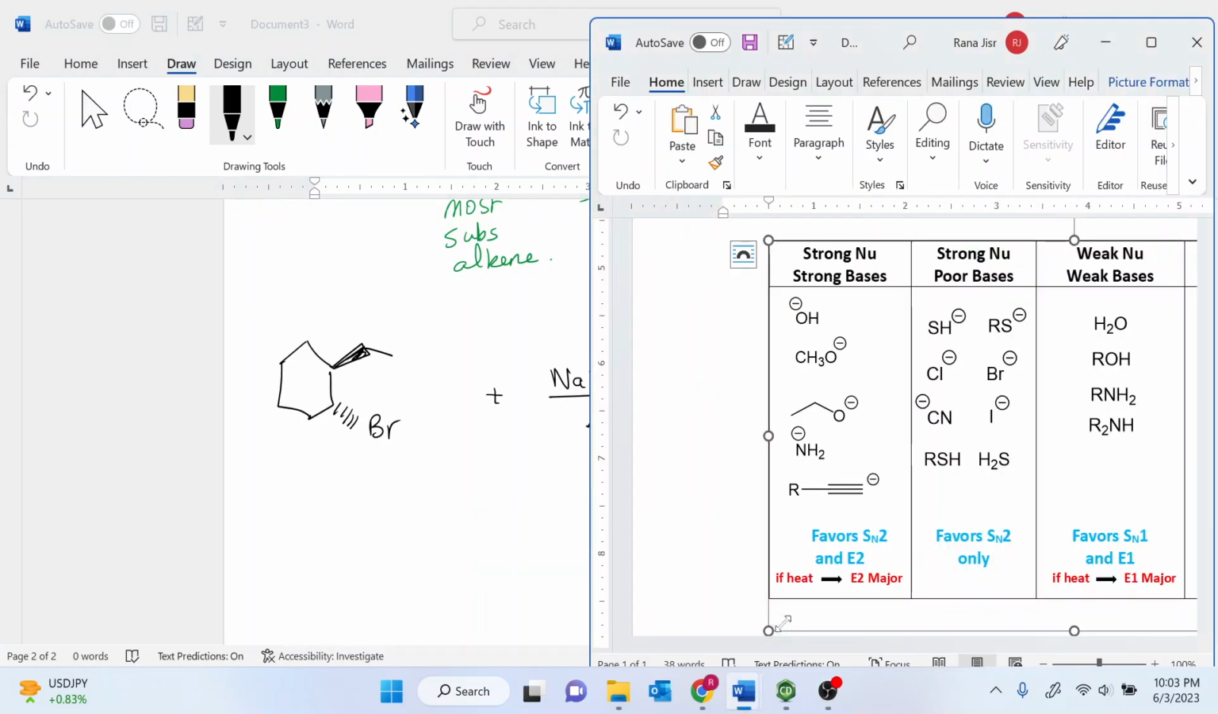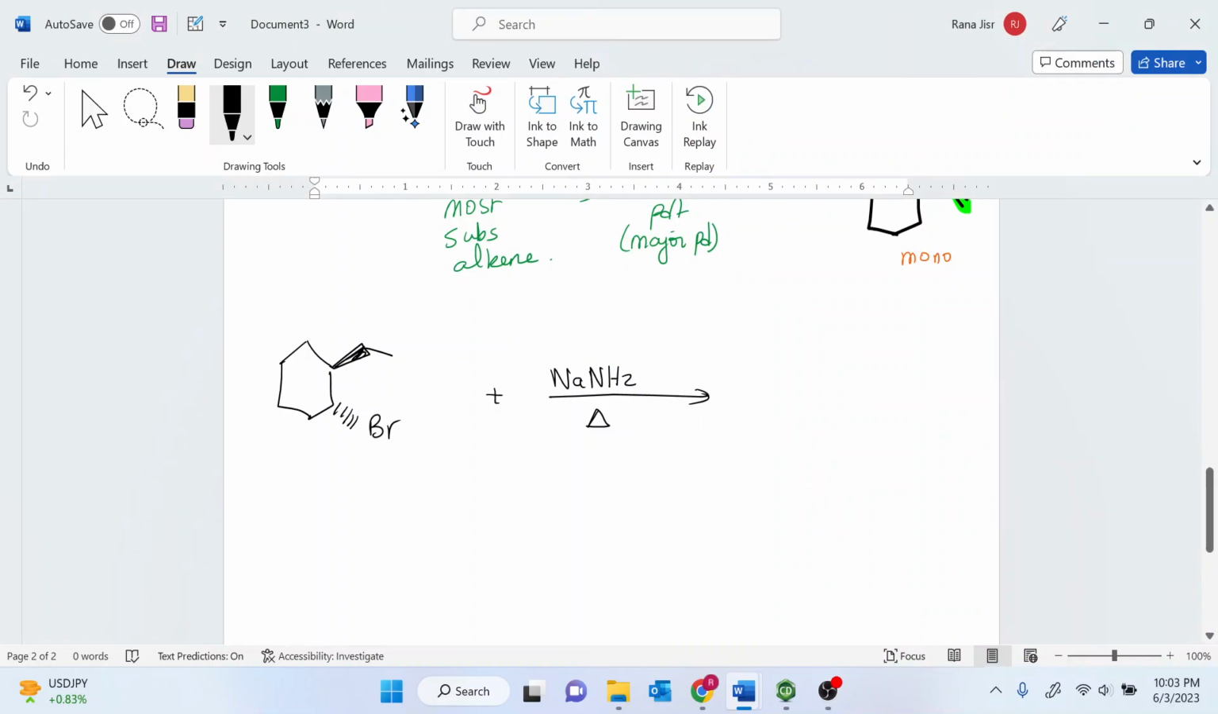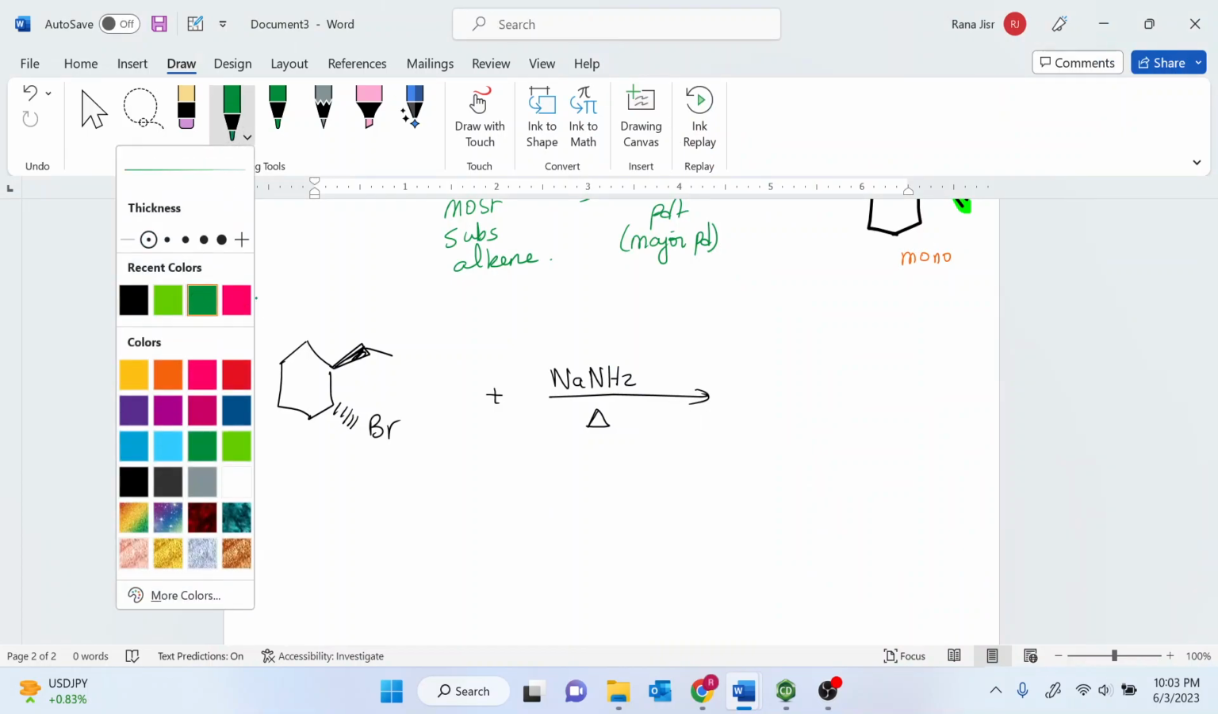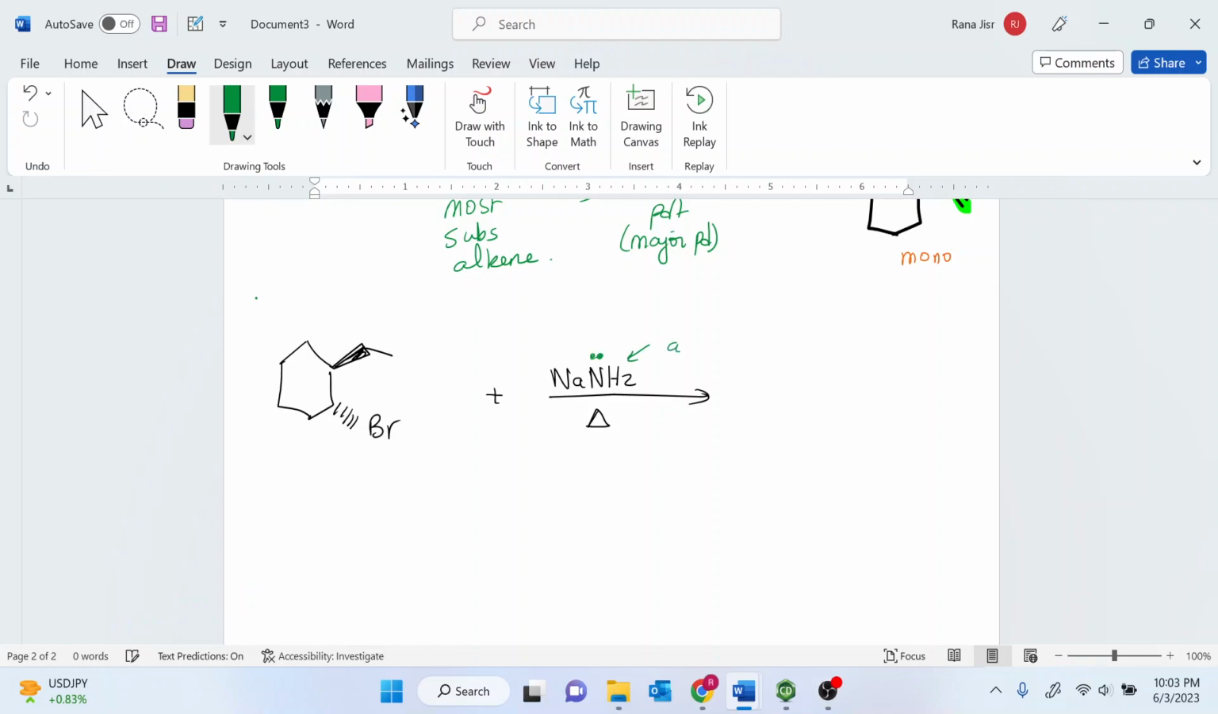So by looking at our table, our nucleophile base table, NaNH2 is an NH2 negative, and this one is again a strong base in there. So that strong base is going to favor SN2 and E2. It's a strong base and it's a strong nucleophile. However, there is heat. So there's heat just E2, so I need only to show the E2 elimination. So now your NH2 is going to act as a base. So this guy is going to act as a base because the mechanism is going to go by E2 only. And we know the bases are going to come and take the beta hydrogen.